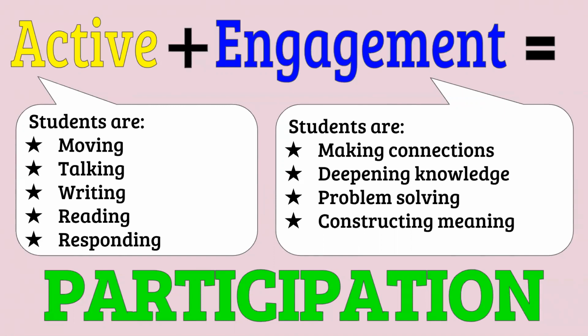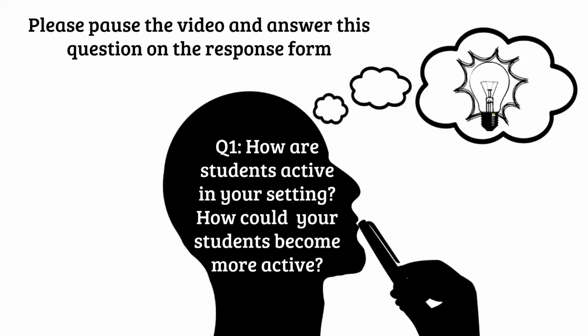Think about your students and your classroom or setting. What are ways that students can be active within your classroom? What does active engagement look like when you're with your student population? For students with disabilities, engagement activities may need to be tailored to their functional capabilities, but should also involve appropriate activities and engaging cognitive tasks. Take a minute to identify how students are active in your setting and what actionable steps you could take to increase active engagement with your students. Please pause the video and complete question 1 on the Google form.